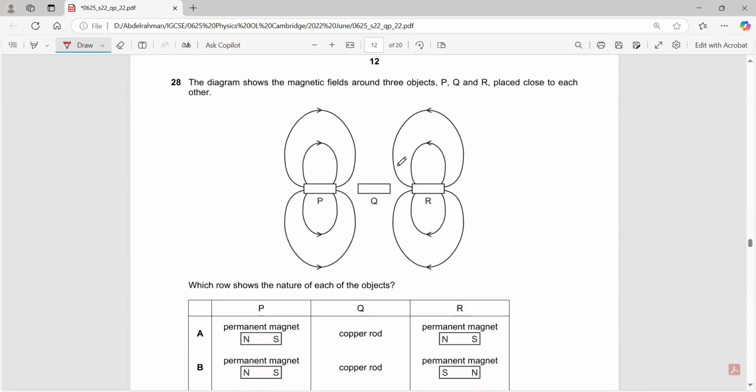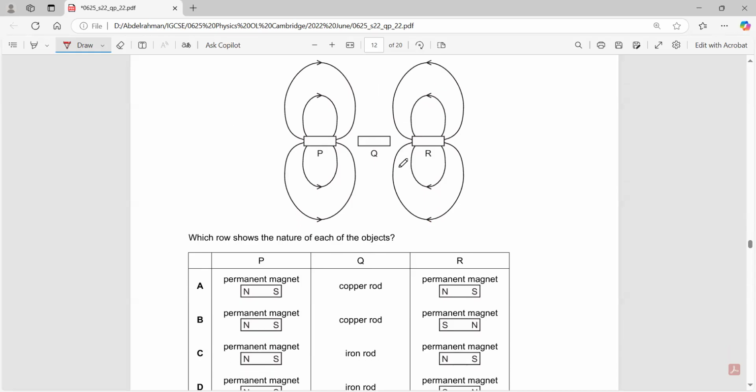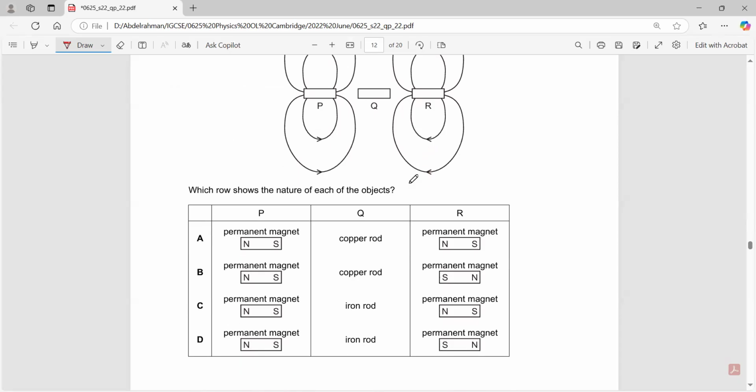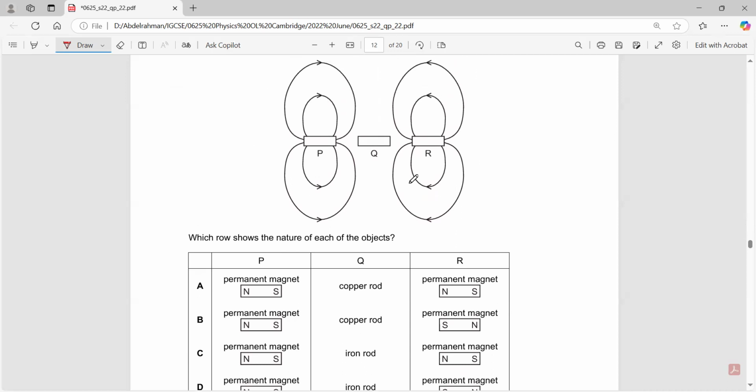Question 28. Which row shows the nature of these two objects? So we have P, Q, and R. It's quite obvious that P and R are magnets. But the question is, what are the poles of these magnets? P has a north pole on this side, a south pole on this side. R has a north pole on this side and a south pole on this side.